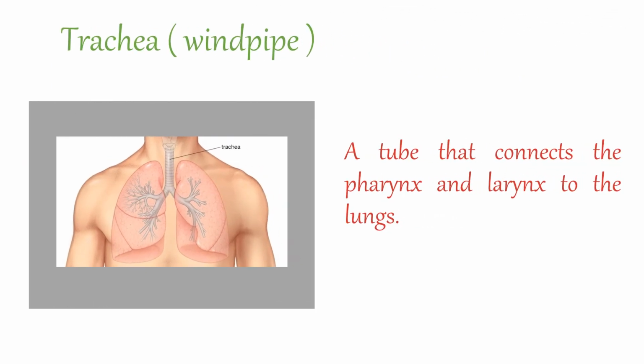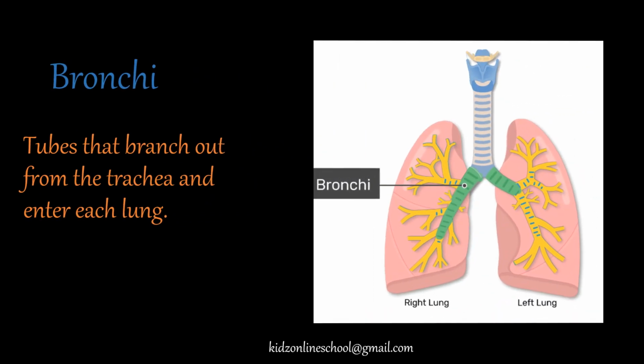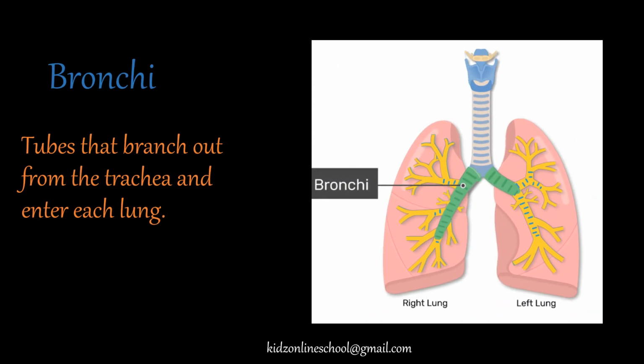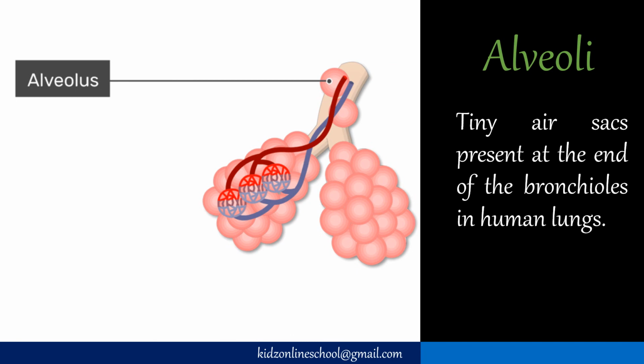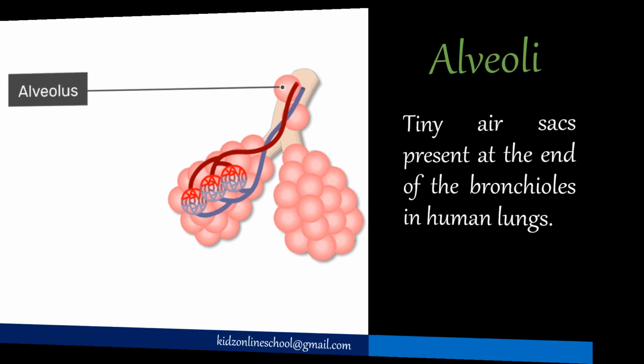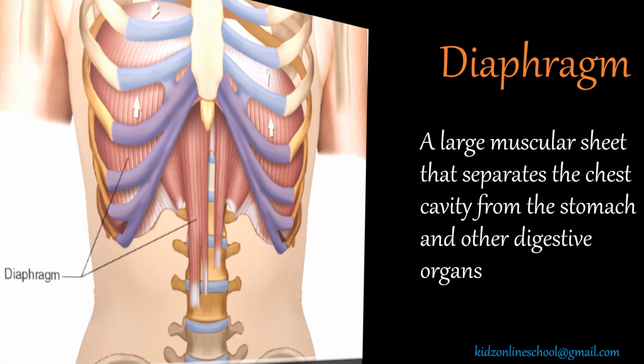Trachea: windpipe, a tube that connects the pharynx and larynx to the lungs. Bronchi: tubes that branch out from the trachea and enter each lung. Alveoli: tiny air sacs present at the end of the bronchioles in the human lungs. Diaphragm: a large muscular sheet that separates the chest cavity from the stomach and other digestive organs.